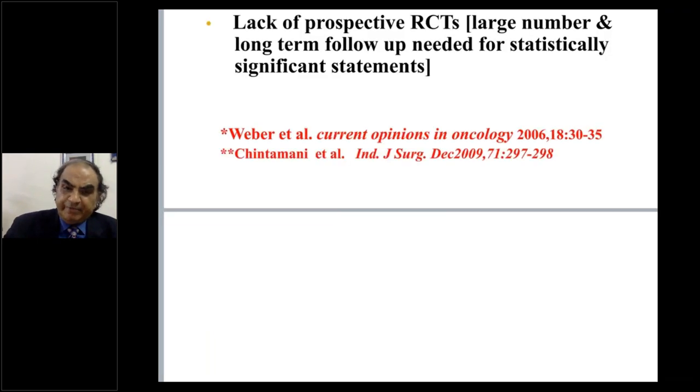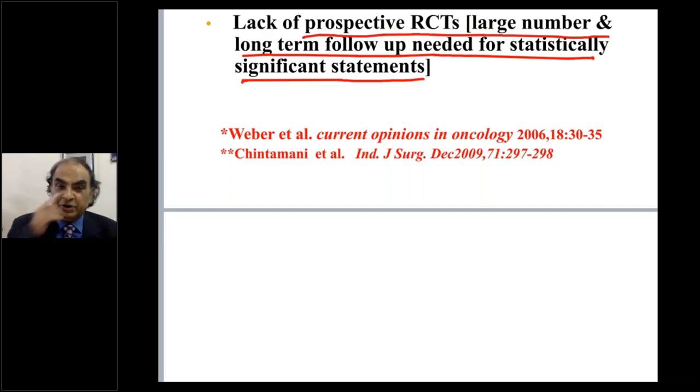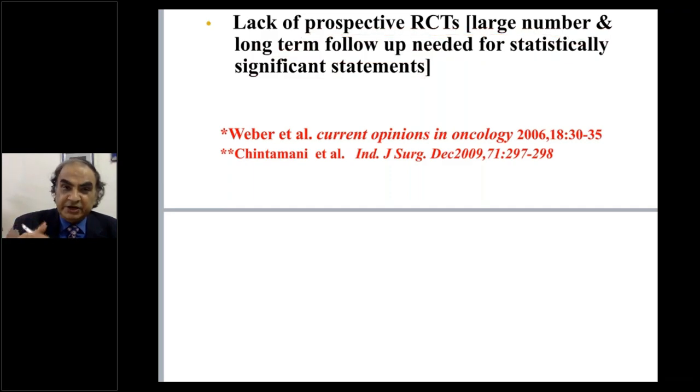There is a lack of prospective randomized control trials, for reasons which I have just mentioned to you. Why can't we have randomized control trials? Because you need a large number of patients and long-term follow-up for statistically significant outcomes, which unfortunately we cannot do in this scenario. Most patients with this cancer live reasonably long, which is good news, but you can't conduct randomized prospective control trials. So most of it is retrospective with its own limitations, because retrospective data is almost always doubtful, and a prospective trial is always preferred.